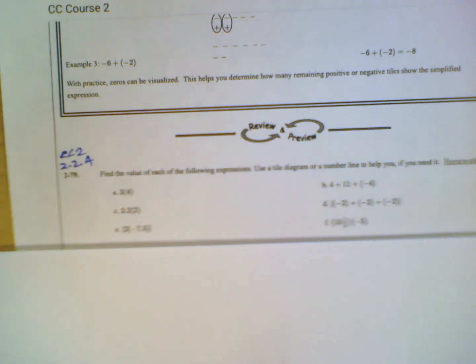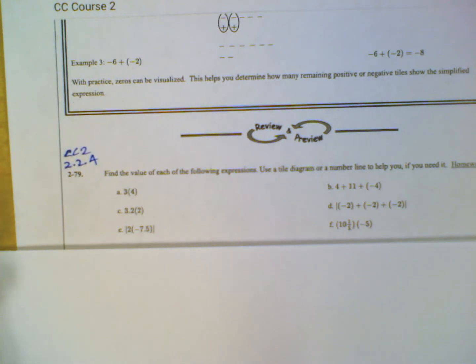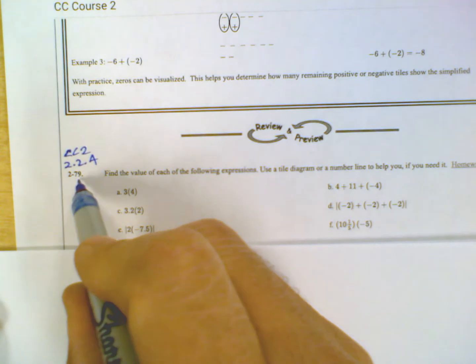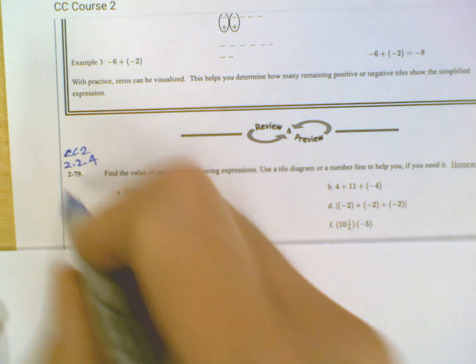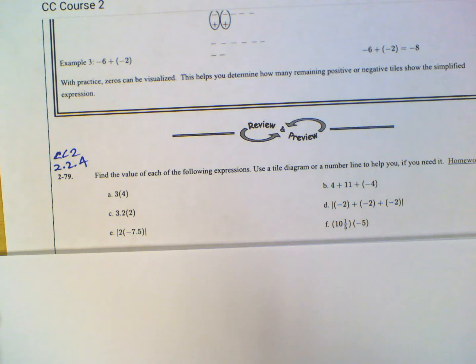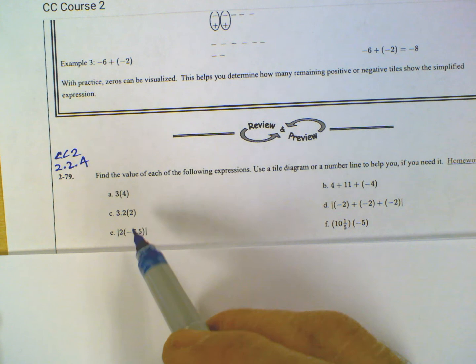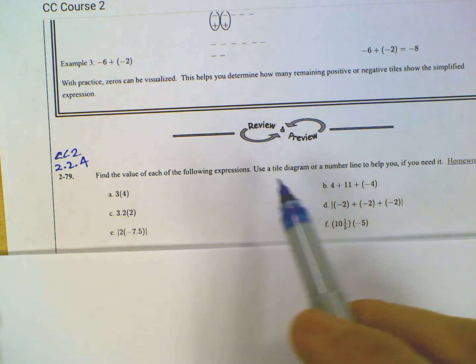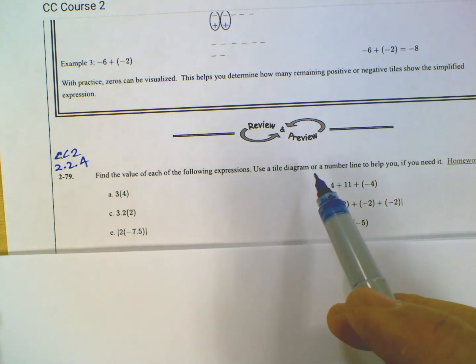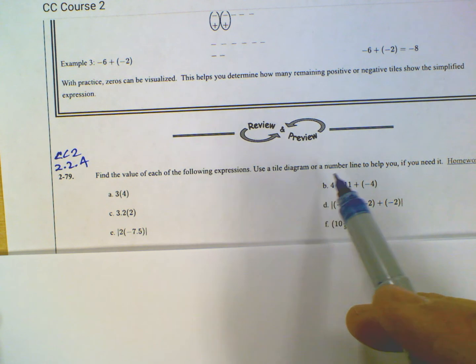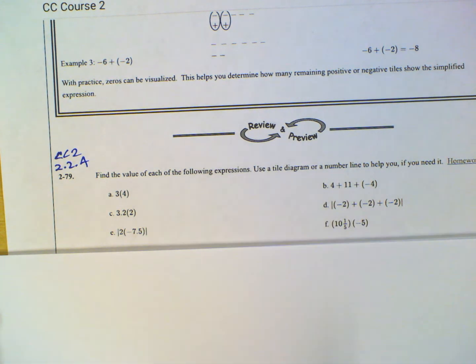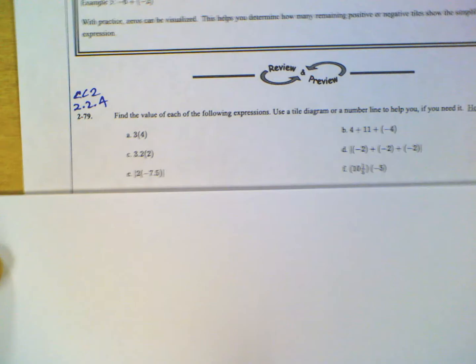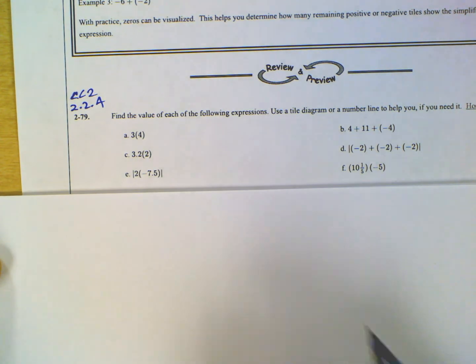All right, we are looking at CC2. This is 2.2.4, number 2-79. Okay, so let me get that in focus. We're looking at finding the value of each of these expressions, but specifically it wants us to use a tile diagram or a number line to help. And so I'm going to show those specifically for this problem.